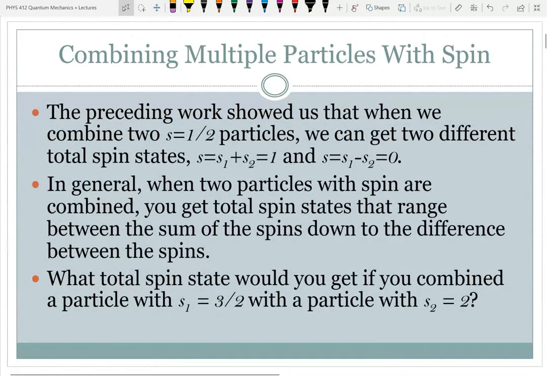So, picking up where we left off on Friday. The preceding work on Friday showed us that when we combined the two spin 1/2 particles, we could get two different total spin states. One if they are aligned together, where the spin is 1, and one if they're anti-aligned, where the spin is 0. You can't have a negative total spin state. It's either 0 or 1.